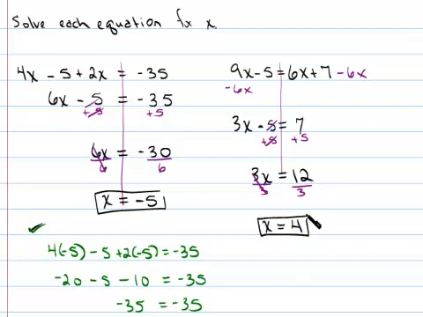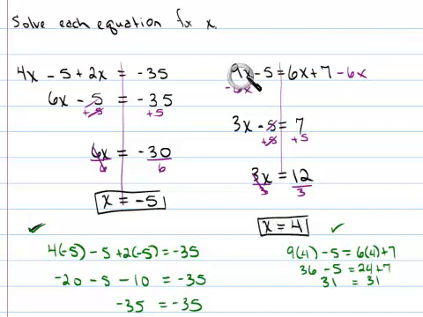X equals 4. If I wanted to check my work, and I encourage you to do so, I'm going to squeeze it in down here. I plug in a 4 there and there. 9 times 4 minus 5 has to equal 6 times 4 plus 7. I'm running out of room here, so I'm going to write it small. 36 minus 5 has to equal 24 plus 7. 36 minus 5 is 31. 24 plus 7 is 31. So we just found out that if x takes on the value of 4, then this side of the equation will be identical to this side of the equation. So that's what our value of x must be.